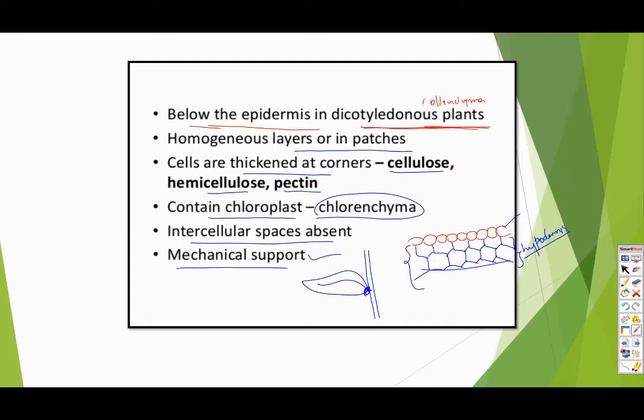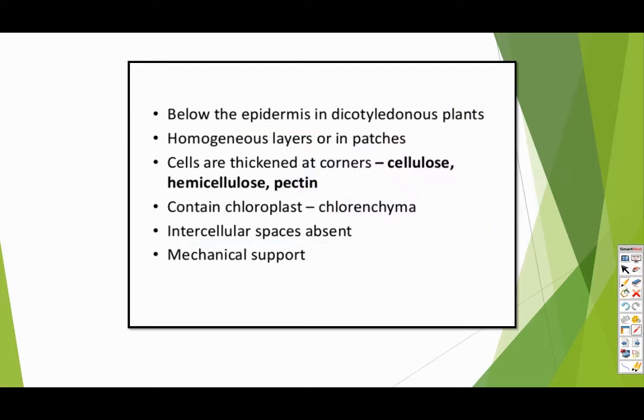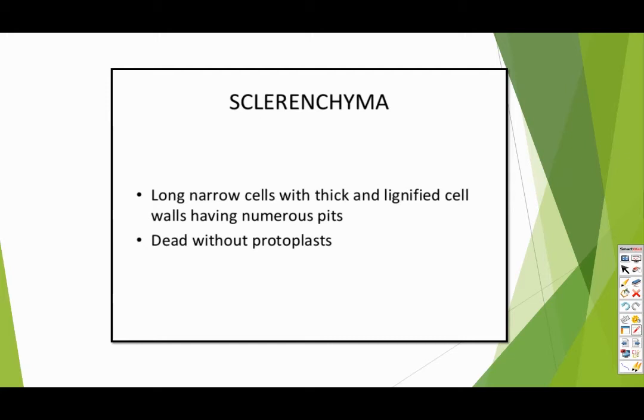Moving on to the next thing, your sclerenchyma. Children, this is a dead tissue, okay? They are usually long, narrow, with thickened and lignified walls. So the main thing is the cell wall is made up of what, children? Lignin, okay? And the cell wall has numerous pits. In the pits you will not have any cell wall deposition. Those things are called your pits. And they are dead without protoplast, meaning there will be no protoplast present.